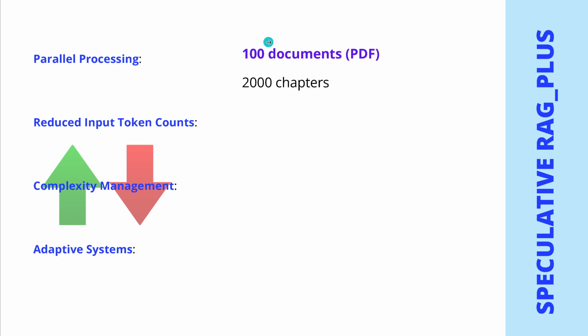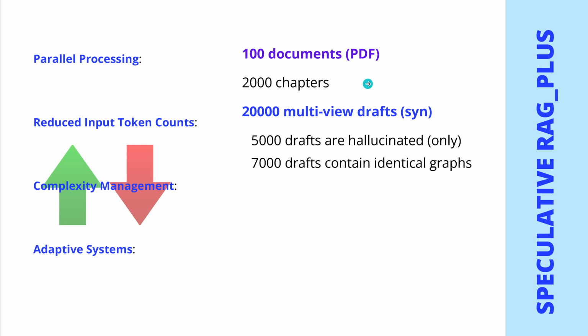Let's say I only have 100 PDF documents that I want to integrate via RAG into my LLM. So now let's say those 100 documents have about 2,000 chapters of text. Then I let my system generate here 20,000 different multi-view drafts that are only focusing here on a particular subset, of course, but generating multiple views on this subset of sub-documents.